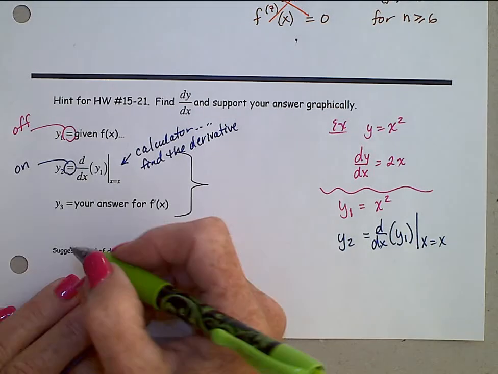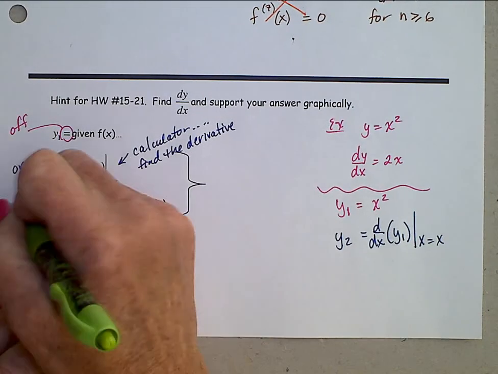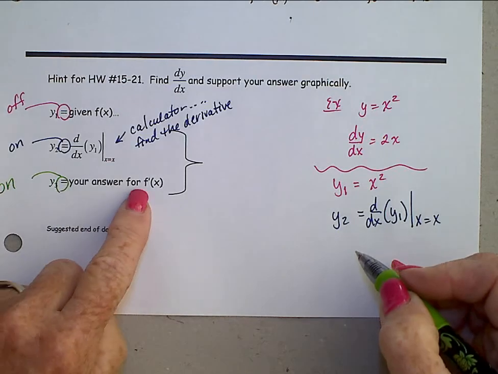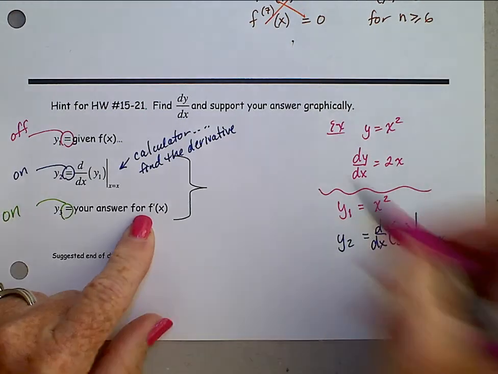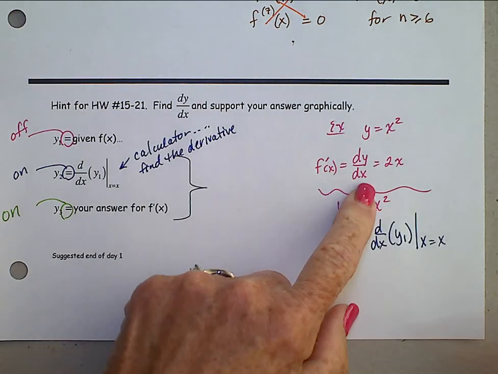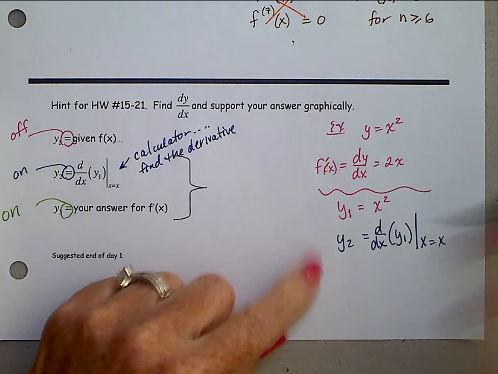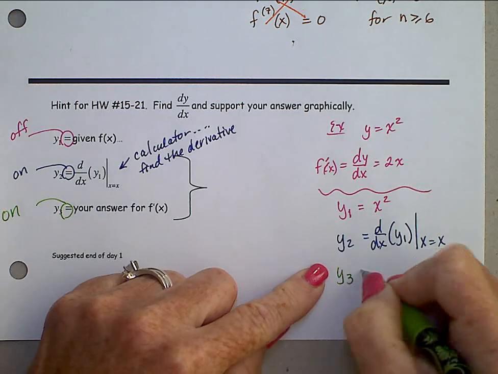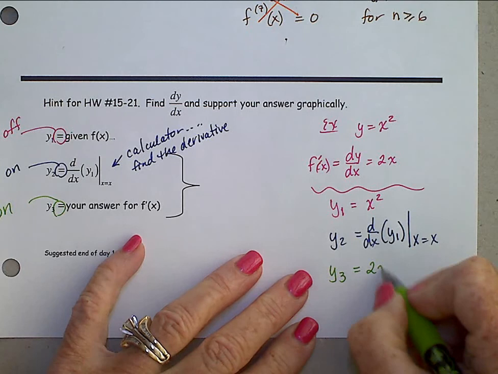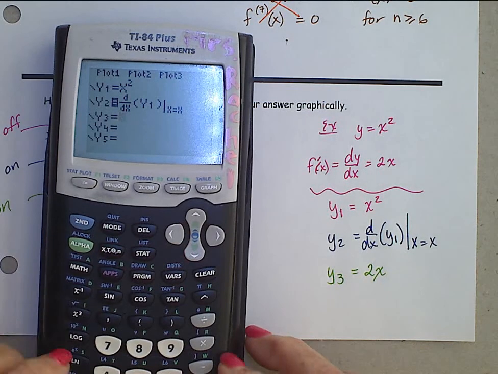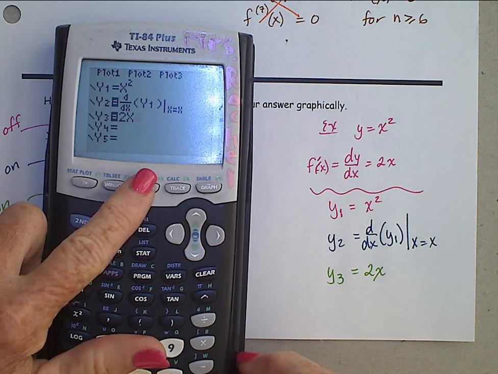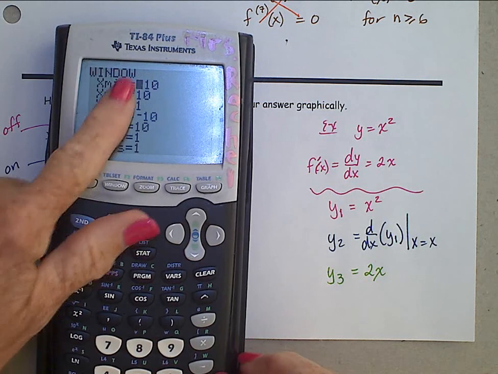y3, you want this one on as well. And you are going to put in your answer that you got for f prime, which is dy/dx. So we're going to come down here in y3, and we're going to put in the answer that we figured out, which was 2x. So it looks like this, 2x. I just want to check my window here. Yeah, my window is standard viewing window.